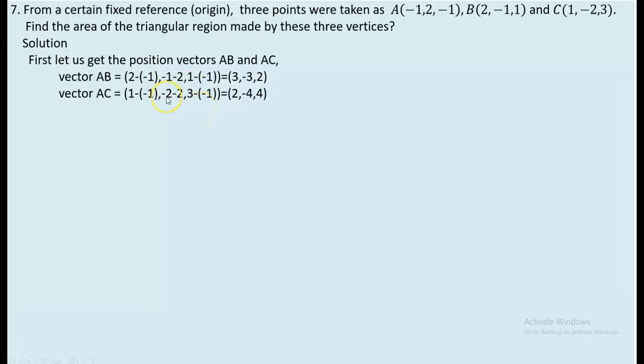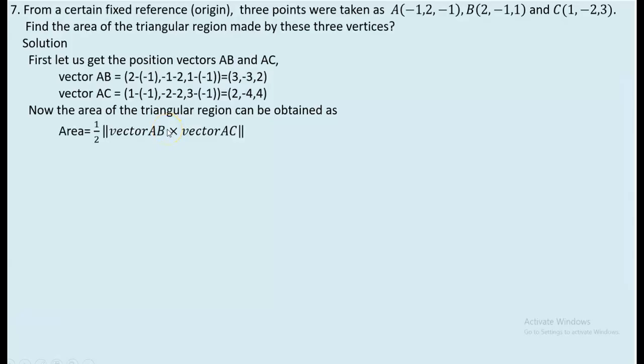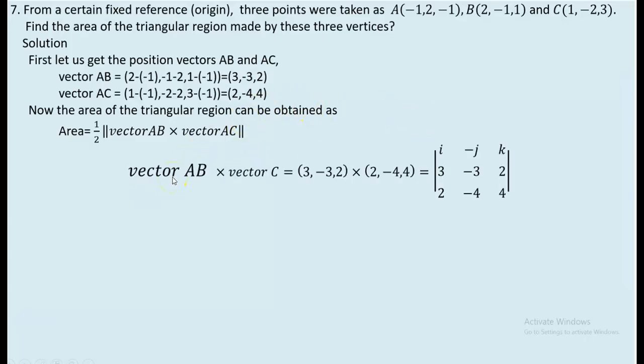What we need to do is determine the cross product of these two vectors AB and AC, because the cross product of vector AB and vector AC determines, students, the vector normal to these two vectors, and its norm represents the area of the rectangular region. But as we are taking half of the area of the rectangular region, we obtain the area of the triangle. So the area of the triangle is going to be half of the norm of vector AB crossed with vector AC. So we need to now look for the cross product of these two vectors, vector AB and vector AC.